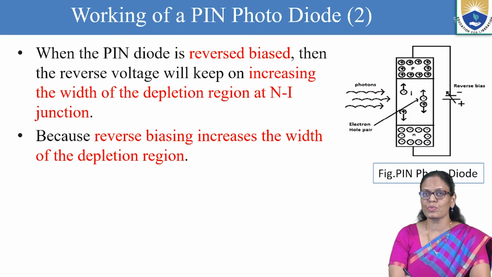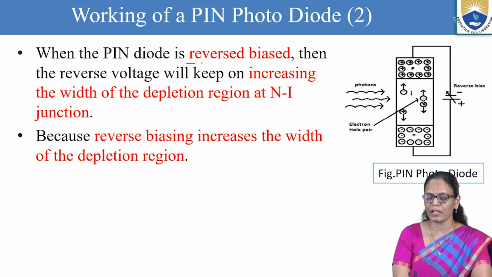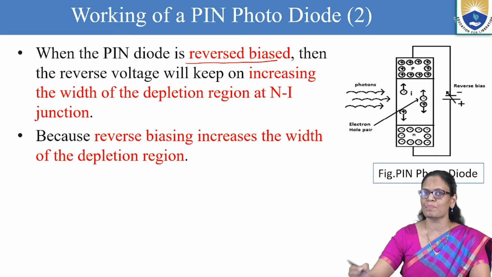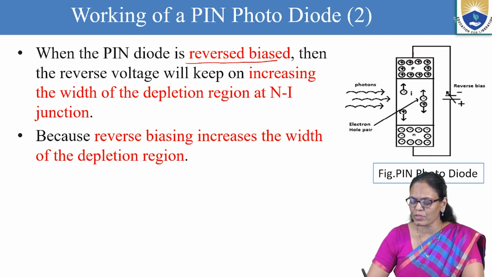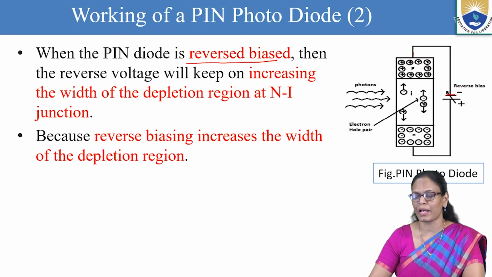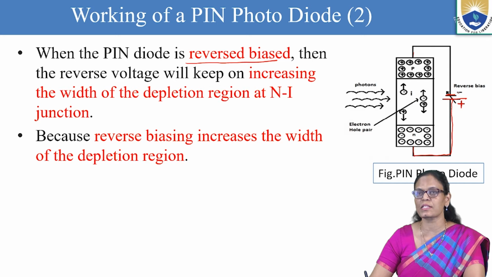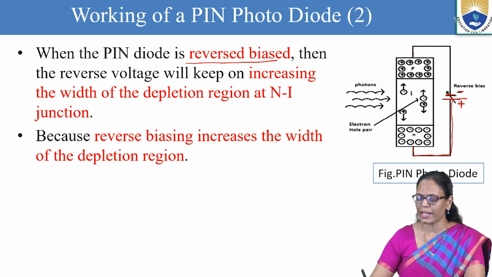Now, when it is connected in reverse bias, what is reverse bias here? You take the P-type of the junction diode and connect it to the negative terminal of the external supply, and the N-type is connected to the positive of the external supply. This is the positive of the external supply, and this is the negative. We have connected N to positive and P to negative, which means this is in reverse bias.